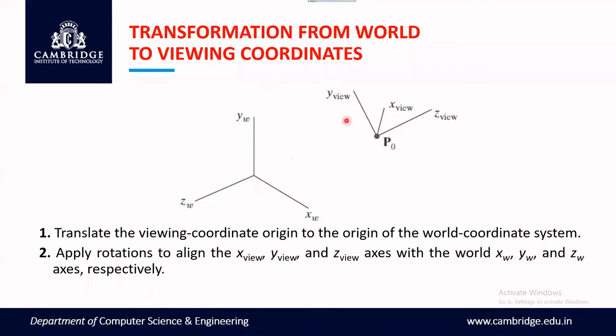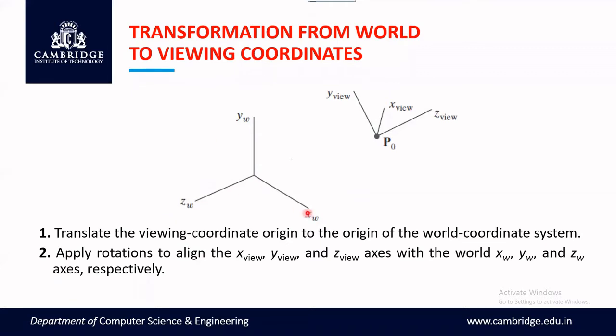How do we do this? We don't know transformations about P0. We know transformations about this world coordinate origin. So what do we do? As in previous cases, we take a sequence of transformations. The first step is we translate this point P0 to the origin. Next, we apply the rotation transformations here, so that X view falls along XW, Y view falls along YW, and Z view falls along ZW.